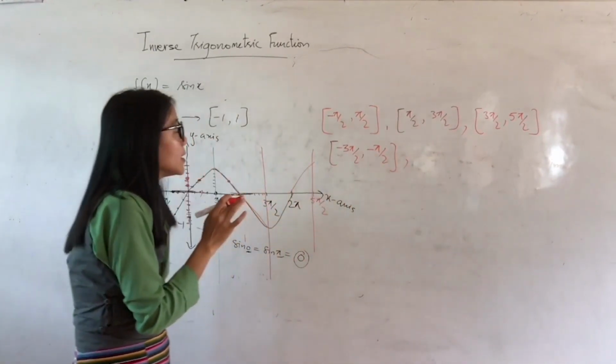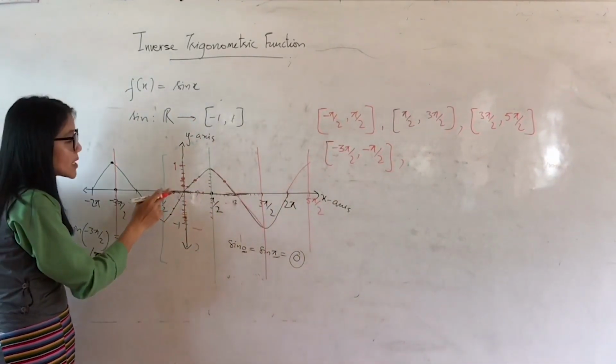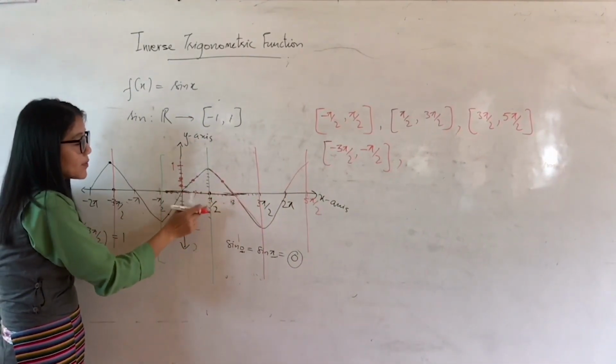Now you remember that all the brackets are to be used as closed intervals, because all these points are to be included, because sine is defined at all these points.